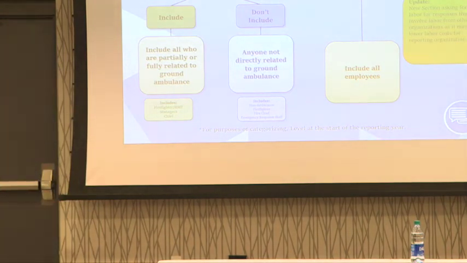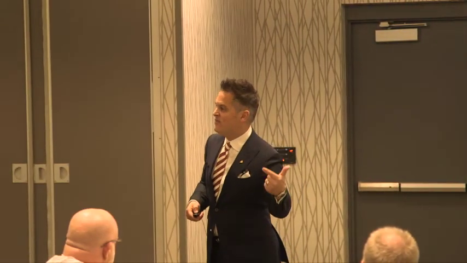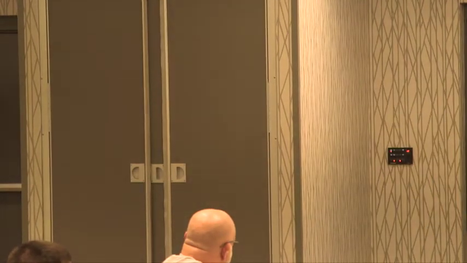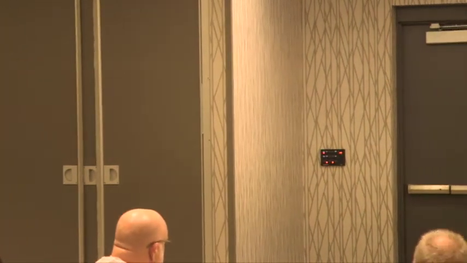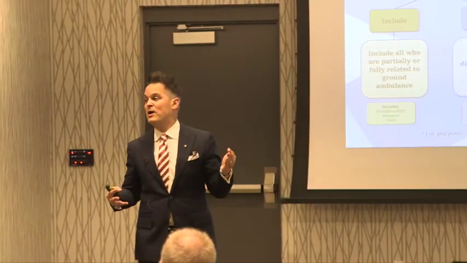And right here is the important piece, guys. Right here is the important piece to notice: anything that is partially or fully related to ground ambulance. So you can only allocate what was for the ambulance division, not air, not fire, not police, not anything else. So your allocation rules are going to have to make sure that anything you do is only impactful for ground ambulance. That includes salaries. So if you're paying salaries and you're a fire department that also does EMS, and you commingle the two, you're going to have to allocate that out as well.